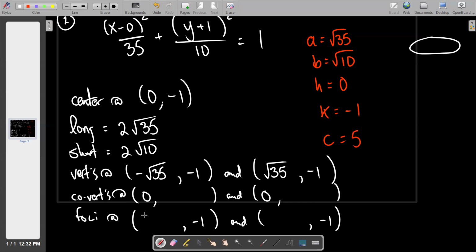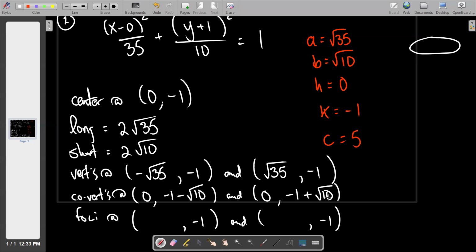Okay. For the co-vertices, we're going to go up and down. So we're going to start at a height of -1, and then let's go down first. How far down do we go? Correct. So it's just a height of -1 minus √10. And then the other one is a height of -1 plus √10.